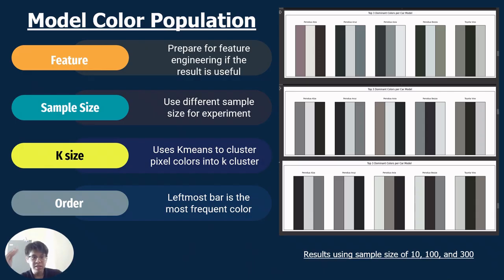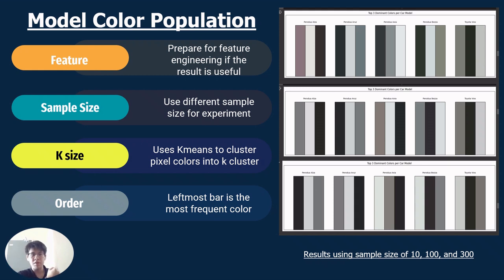This is another step for the data preprocessing, which aims to find out the model color population. It is a step that prepares for the feature engineering, where we can use specific colors for different classes of models. For example, for Mesa we can use red, versus Asia with black color.